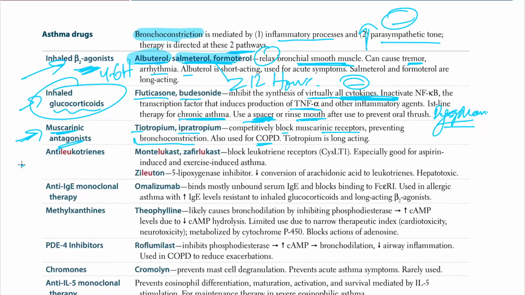Okay, then the next one, and this was simple, right? Just note the drugs: tiotropium, ipratropium, muscarinic antagonists. The next is anti-leukotrienes, which are montelukast and zafirlukast. They block the leukotriene receptor CysLT1, and are especially good for aspirin-induced and exercise-induced asthma, while zileuton is a 5-lipoxygenase inhibitor. It decreases the conversion of arachidonic acid to leukotrienes, and it is hepatotoxic.